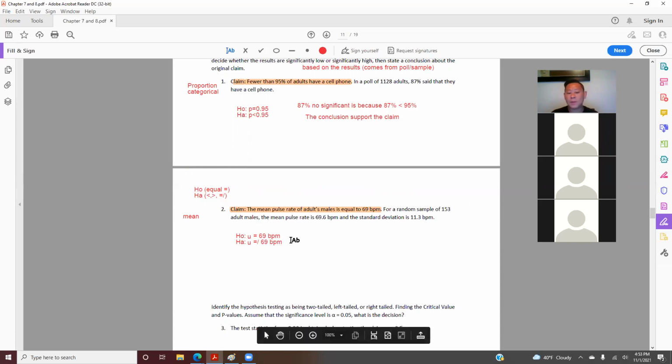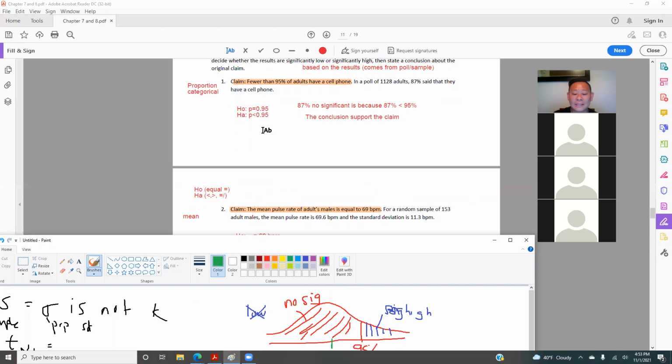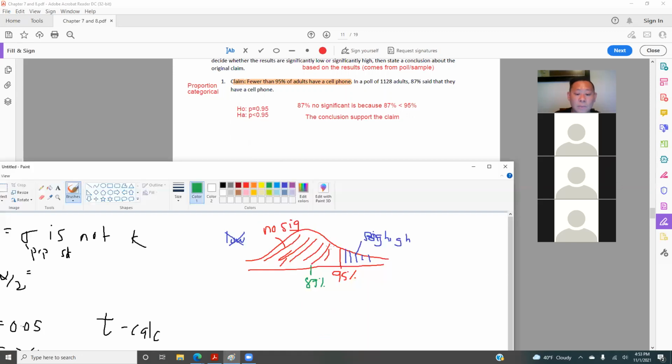So what happens in this case if I draw the picture? Last time this was a left tail, this is 95%. This is a wrong picture. I am so sorry. This is number one, it's supposed to look something like this, 95%. And less than means it's on the left side. So this means this is still significant. Same thing actually. I'm sorry. This is no significance. And this is significantly high.